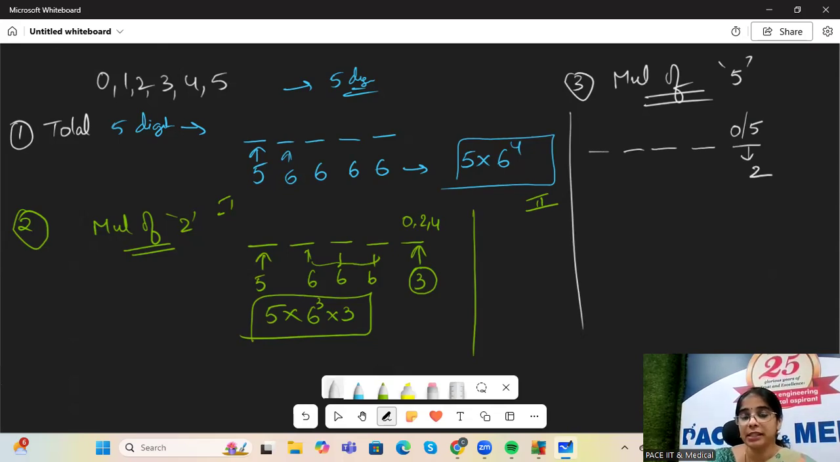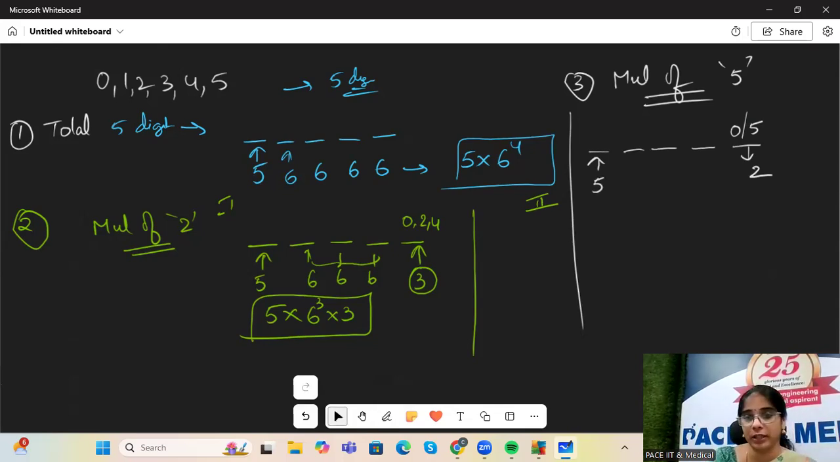Now my first place can be filled with all the 6? No. I can place it only with the 5 digits there. Okay. 0 should not be coming into that place. Now these 3, 6, 6 and 6. So is it 6 cube there? So 5 into 6 cube into 2 will be my answer there, right?